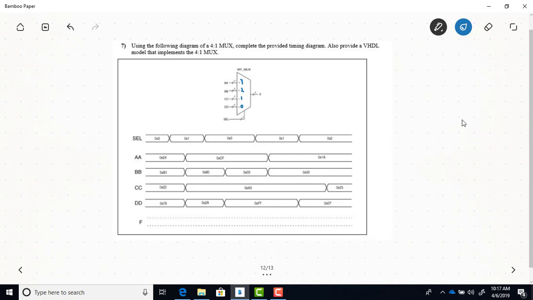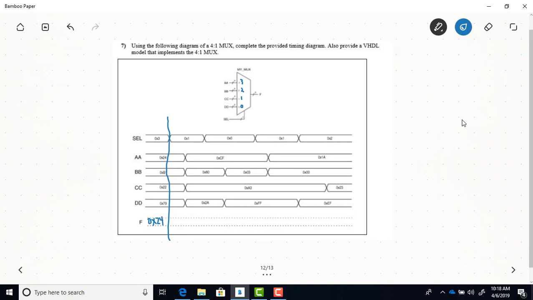Attached to D3 input is this data AA, and then to D2 is this data BB, D1 data CC, and D0 data DD. So we're going to start off with a select of 3, so that means the data AA gets passed through to the output. So this is all in hex. So AA is hex 24.